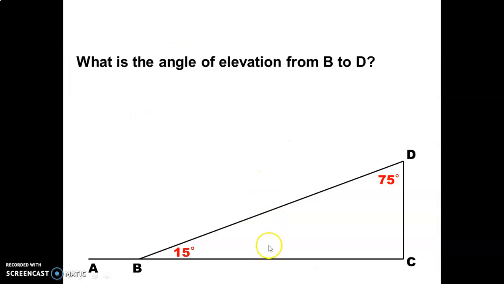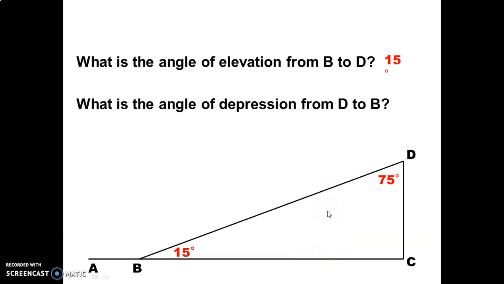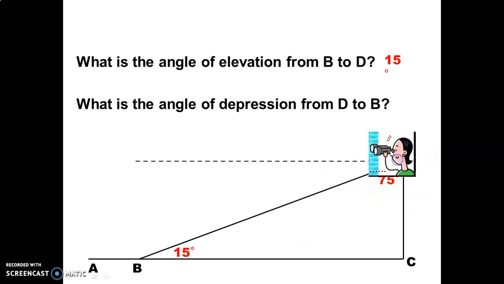So what is the angle of elevation from B to D? That is 15. What is the angle of depression from D to B? That is not 75. If you said 75, that's the mistake I said people commonly make. First you need a horizontal, imagine you're looking straight ahead, and then this is the angle of depression. So that angle is 15. It is the same as this one because we have parallel horizontal lines.